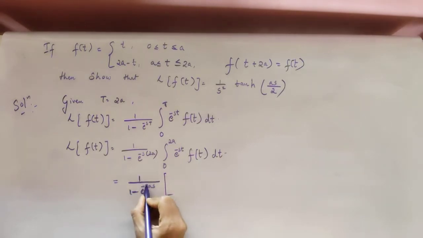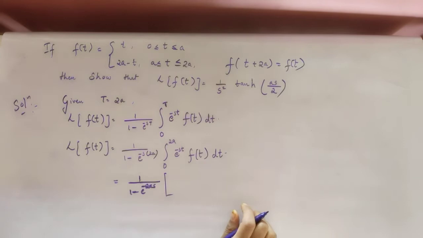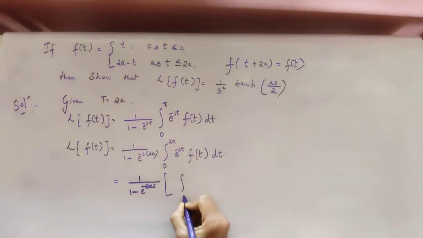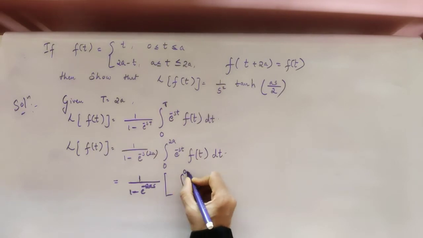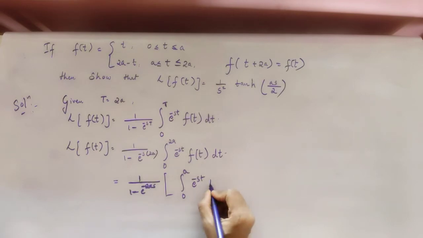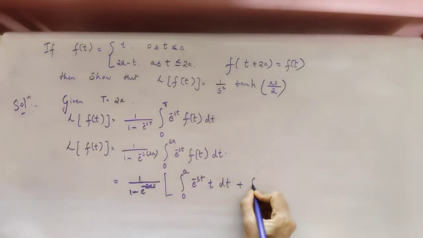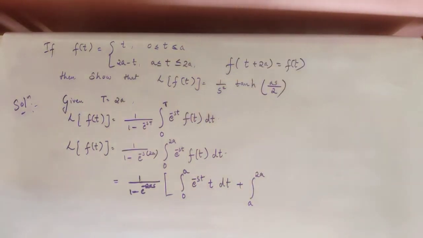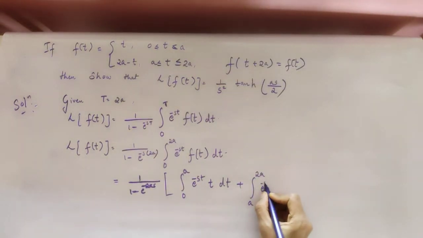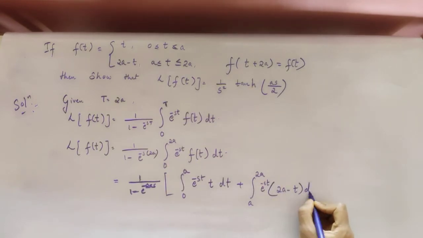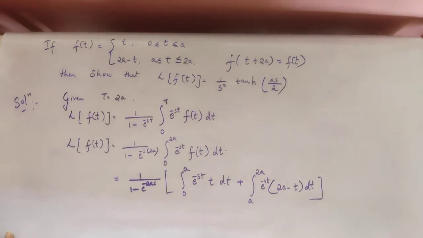So it will be equal to, take a bigger square bracket, integration from 0 to a first. In this interval 0 to a, e to the power minus st, f of t is taking the value t, dt, plus under integral a to 2a, in the interval a to 2a, it is e to the power minus st, as it is taking the value 2a minus t, into dt. Complete your square bracket. I hope it is clear up till here.